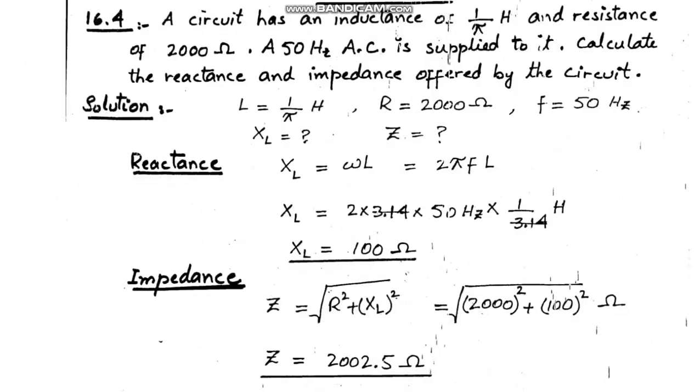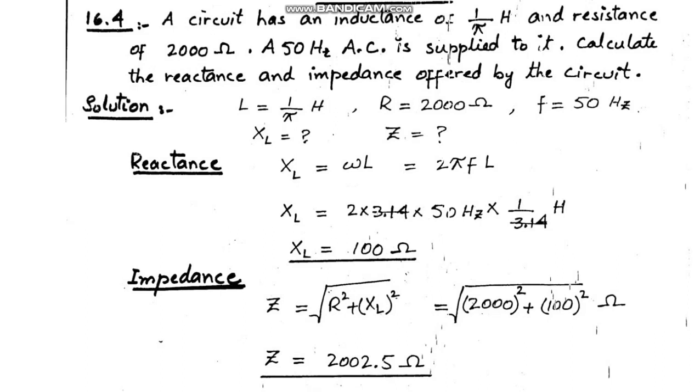Number 4 problem. A circuit has an inductance of 1 over pi H and a resistance of 2000 ohms. A 50 Hz AC is supplied to it. Calculate the reactance and impedance offered by the circuit. So we want to find in this question, that is XL, meaning reactance, and impedance.